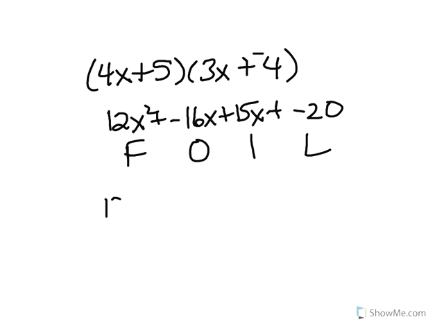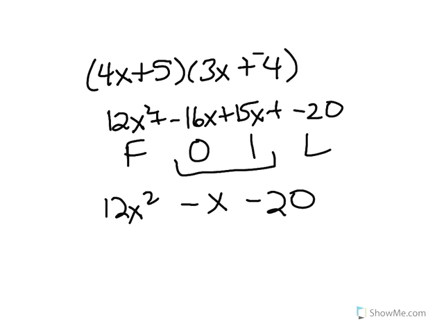So when we simplify this for our final answer, it may be that we'll have some subtraction. Well, let's do that. We've got 12x squared. We again have two like terms in the middle. This time, we have negative 16x plus 15x, which is negative x. And then we're adding a negative 20 at the end, so minus 20 will be the final term. So that is the product of 4x plus 5 and 3x minus 4.